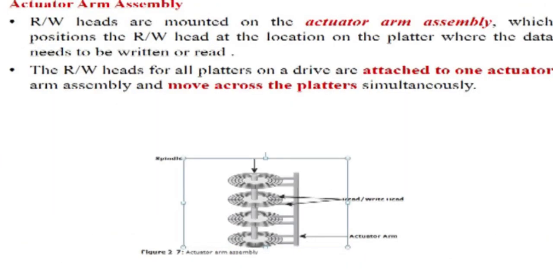Actuator arm assembly. Read-write heads are mounted on the actuator arm assembly, which positions the read-write head at the location on the platter where the data needs to be written or read. The read-write heads for all platters on a drive are attached to one actuator arm assembly and move across the platter simultaneously. Now we have the structure of an actuator arm assembly, which has a read-write head, actuator arm, spindle, etc.